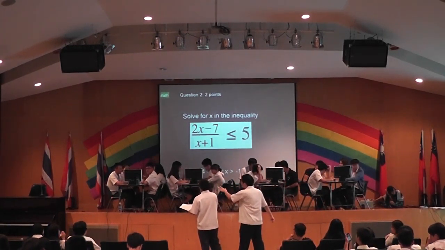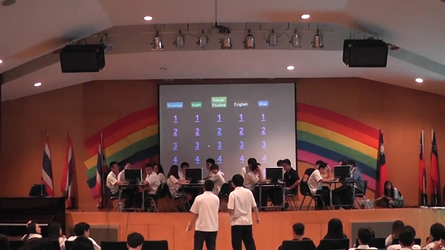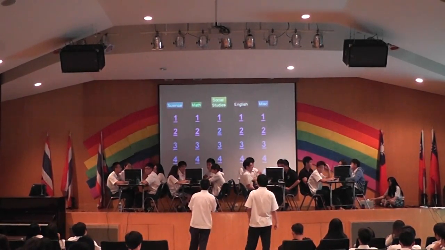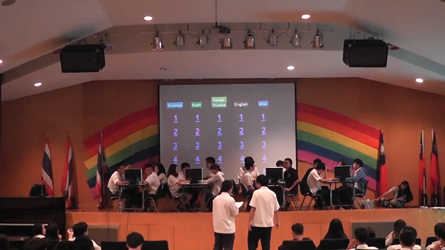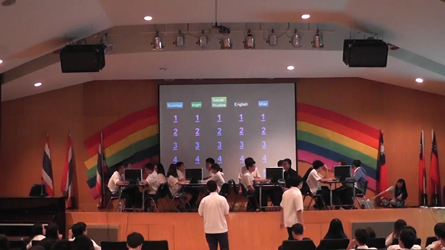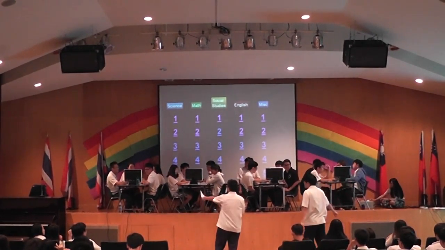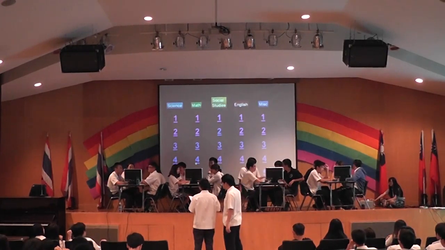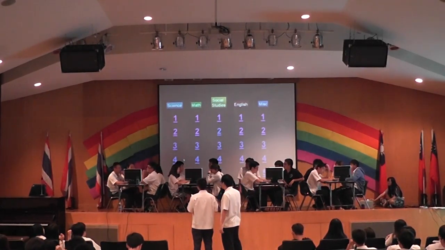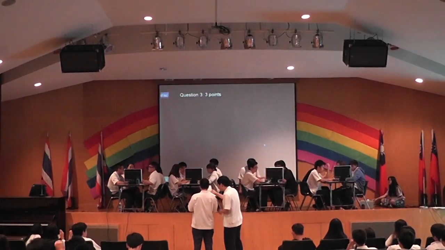Okay. Now, before we move on, we want to check the buzzers again. Team 1, 2, 3, 4. Okay, please don't press the buzzer repeatedly, alright? Team number 1, you may choose a category. Miscellaneous 3.